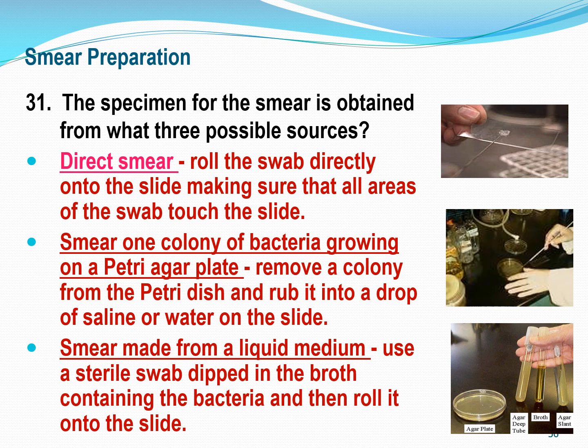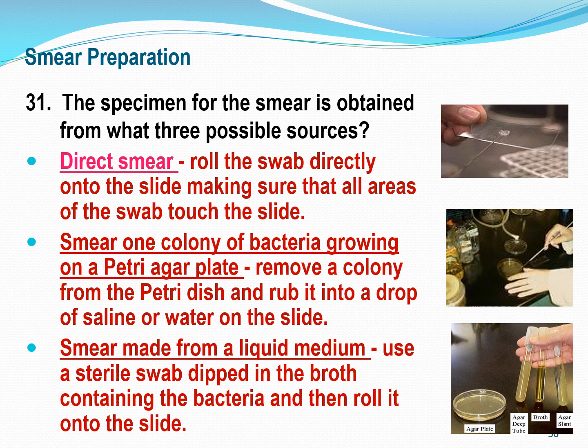You can remove a colony from the Petri dish and rub it into a drop of saline or water, and then put it onto the slide. So that's coming, and you see that middle picture, you see them with the little loop taking one colony that has grown onto that Petri dish with the media, and then they take that one colony, put it in some saline or water, make a little mixture, and then drop that mixture onto the slide.